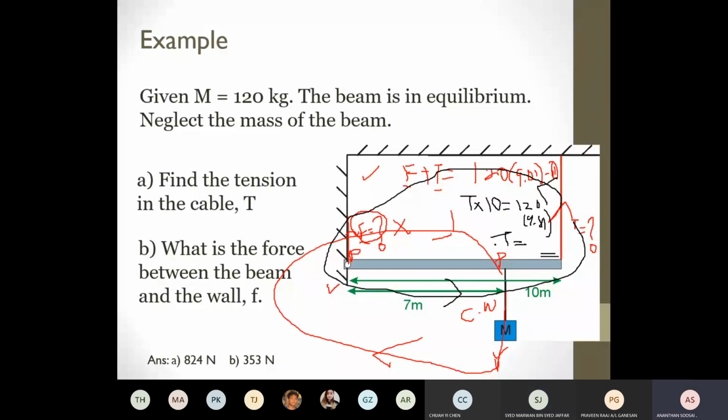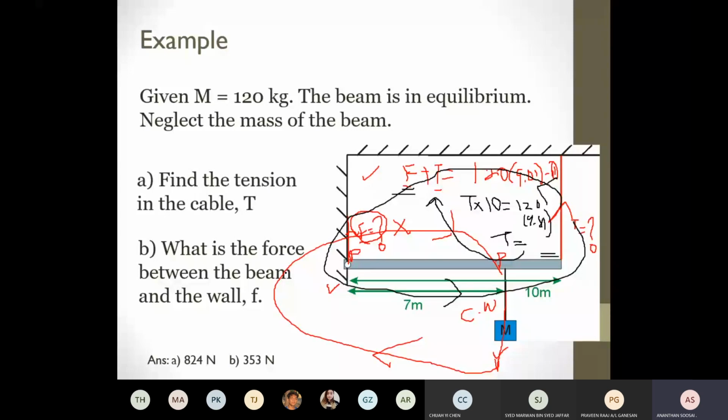After you find the T, question B, what is the force between the beam and the wall? So they're asking for F. How do you find the F? Use the first equation. Net force is enough. F plus T is 120 times 9.81. Now T, just substitute whatever T you got here, and you can find the F. So yeah, this is how it works.